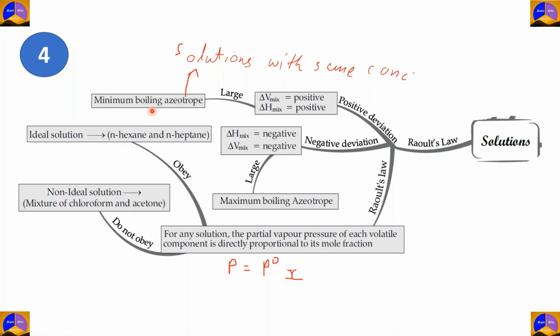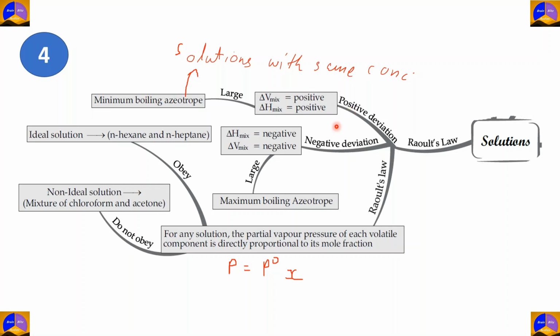Now, a minimum boiling azeotrope means that the boiling point of the azeotrope will be lesser than the boiling point of the individual components. Let me recap it. Suppose component A has boiling point X and component B has boiling point Y. Then the minimum boiling azeotrope, or the solution of A and B, its boiling point would be less than X and Y.